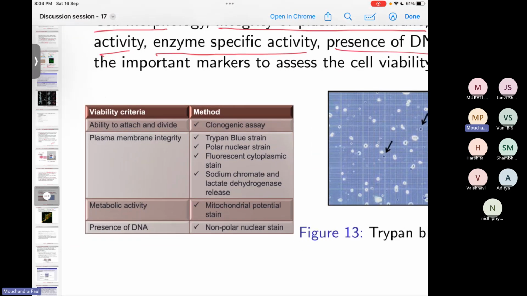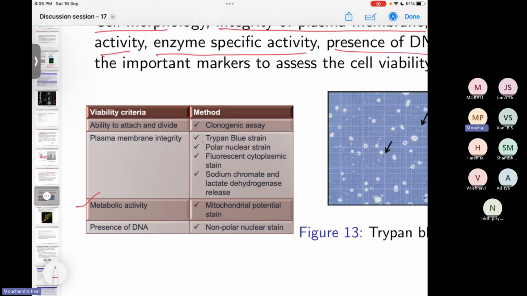We generally use metabolic activity as an important criterion to show the cells are viable. We can also use trypan blue stain that stains the dead cells. So you can visualize the dead cells and the live cells.